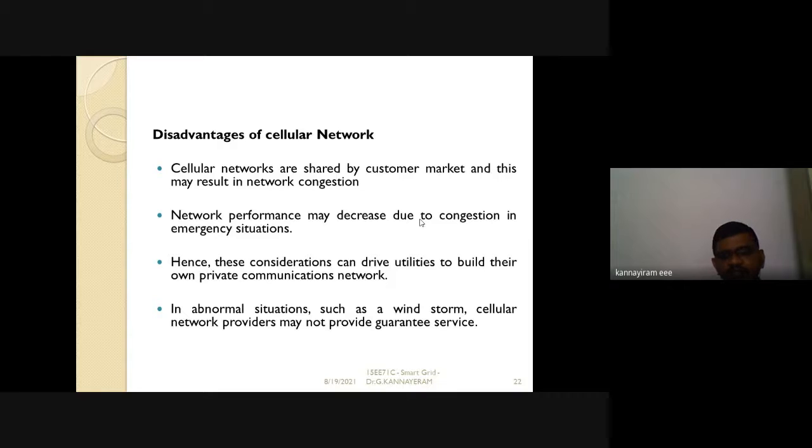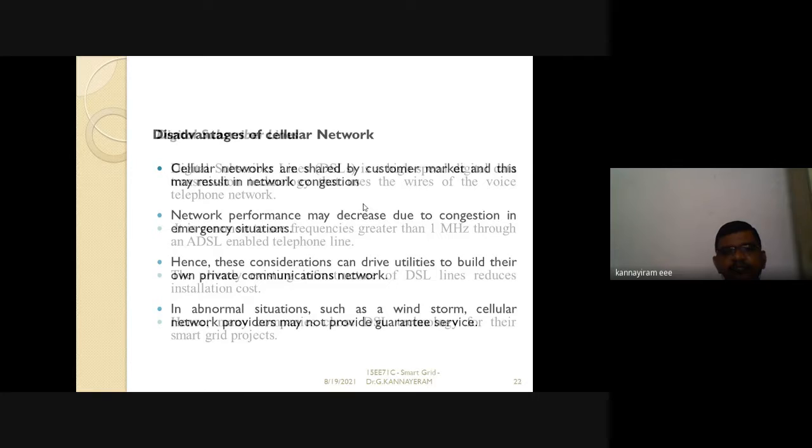A drawback: the cellular network is shared with the customer market, and sometimes it may result in network congestion. Network problems may take place. The network performance may decrease due to congestion in an emergency situation, and this consideration drives utilities to build their own private communication network. In abnormal situations like windstorms, the cellular network provider may not guarantee service. In severe lightning, severe rain or severe wind conditions, the cellular company does not provide any guarantee of service. That is the main drawback.